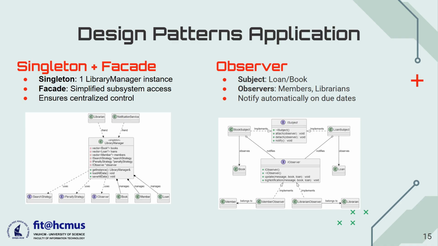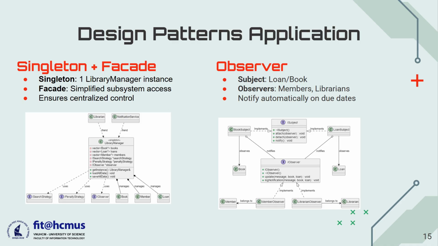The library manager class also serves as a facade. The facade pattern provides a simplified interface to a complex subsystem. It encapsulates interaction with multiple components such as book manager, member manager, and loan manager, allowing client code to perform complex operations through simple method calls.